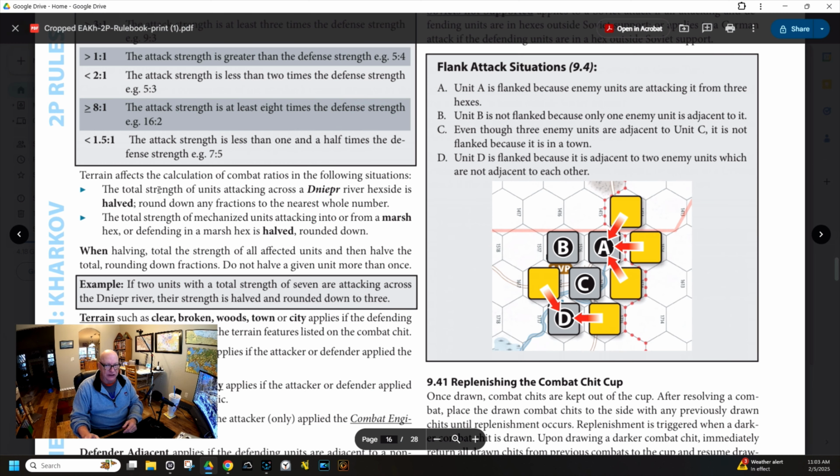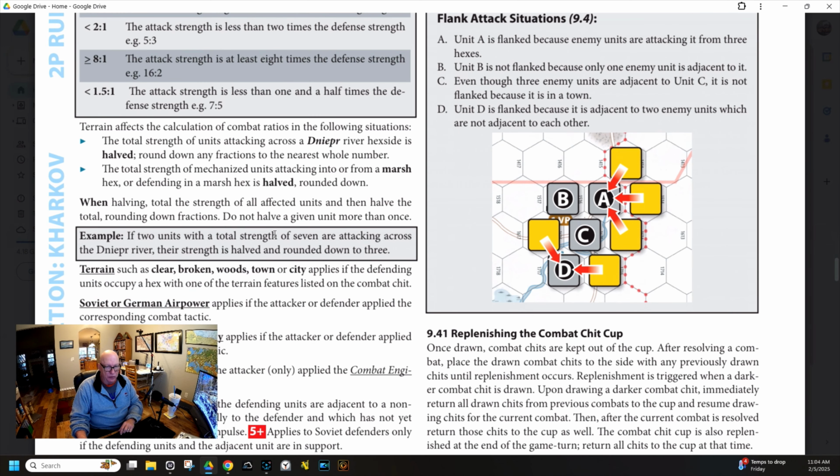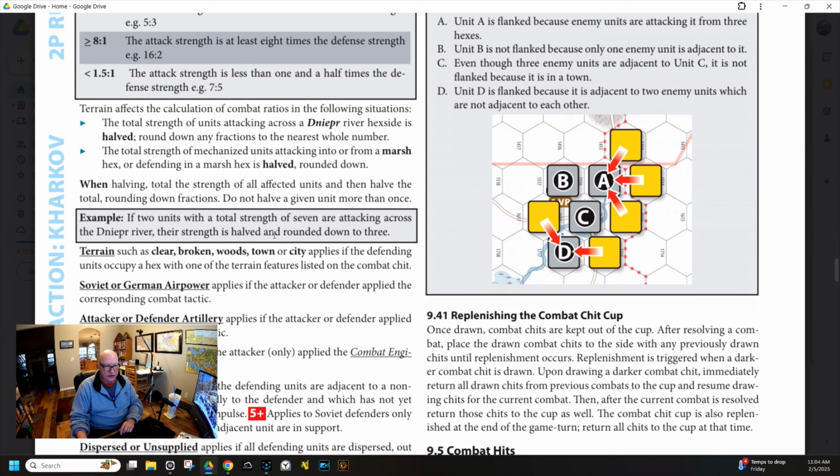Terrain affects the calculation of combat ratios in the following situations. The total strength of units attacking across the Dnieper River hex side is halved. Round down any fractions to the nearest whole number. The total strength of mechanized units attacking into or from a marsh hex or defending in a marsh hex is halved, rounded down. When halving, total the strength of all affected units and then halve the total, rounding down fractions. Do not halve a given unit more than once.